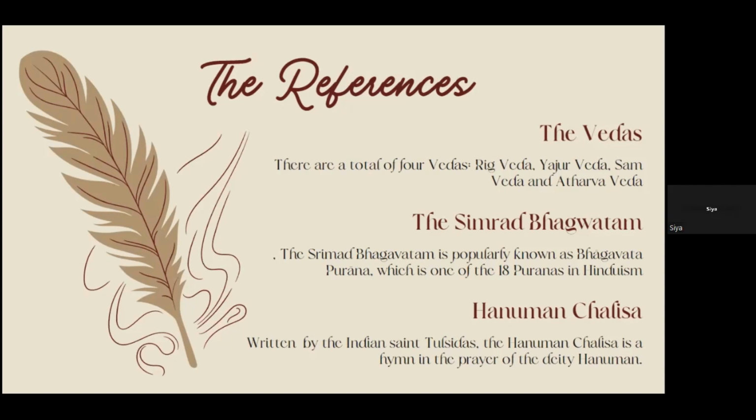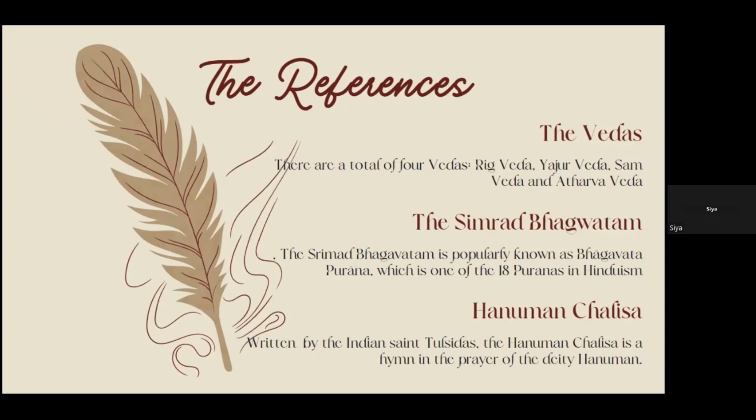And then there's the Srimad Bhagavatam, which is, see, there are 18 Purans in Hinduism, and it is one of them, not that significant. And then you have the Hanuman Chalisa, which I am sure people have heard a lot, and it was written by Tulsidas in like the 13th or 14th century, I think. So that's that.